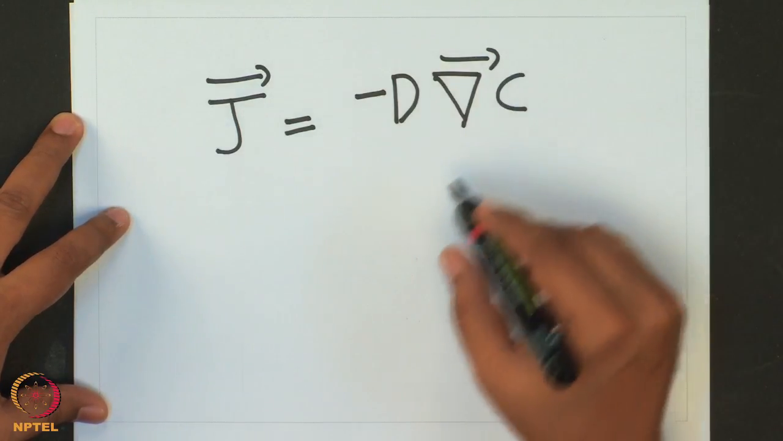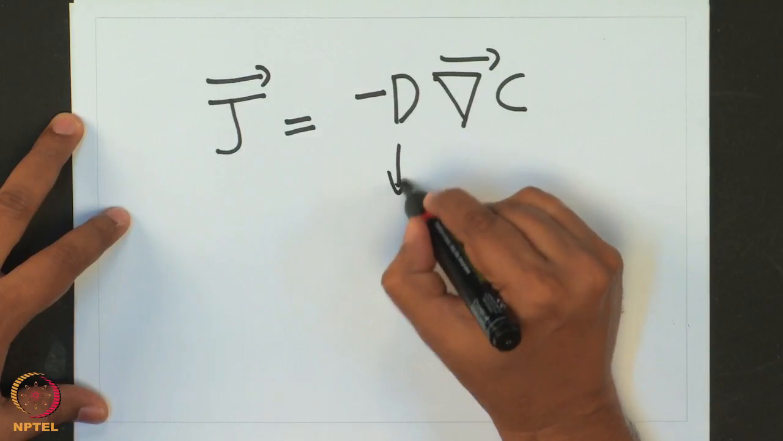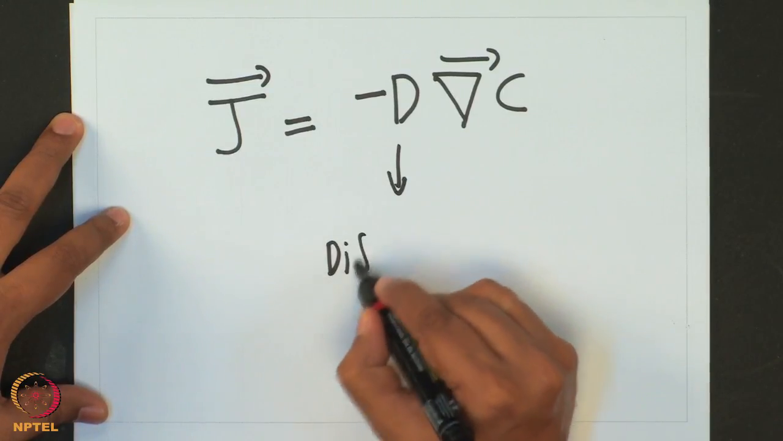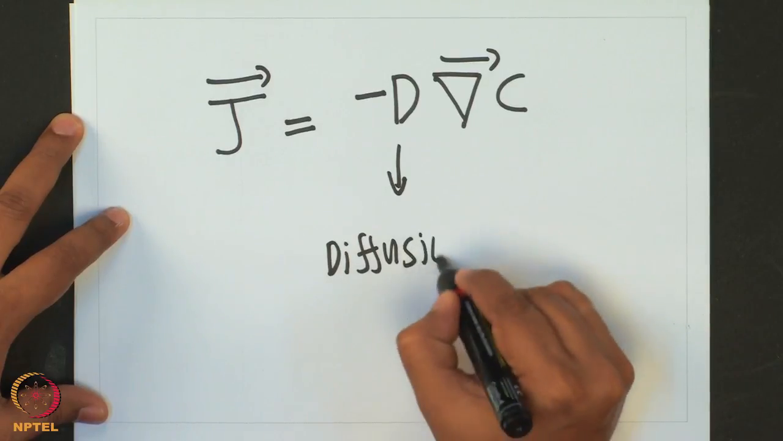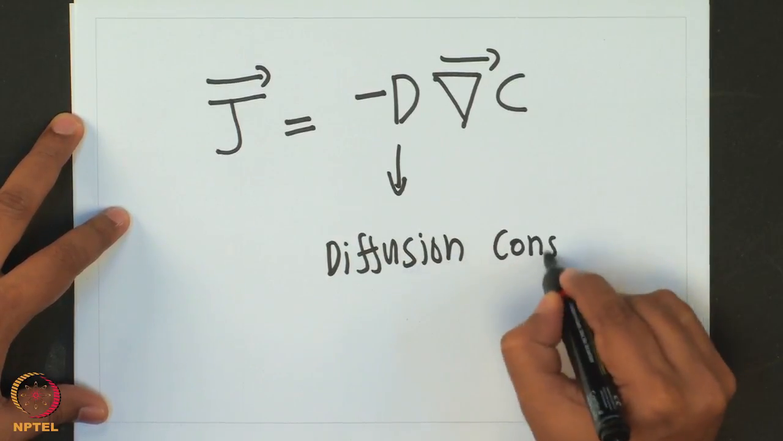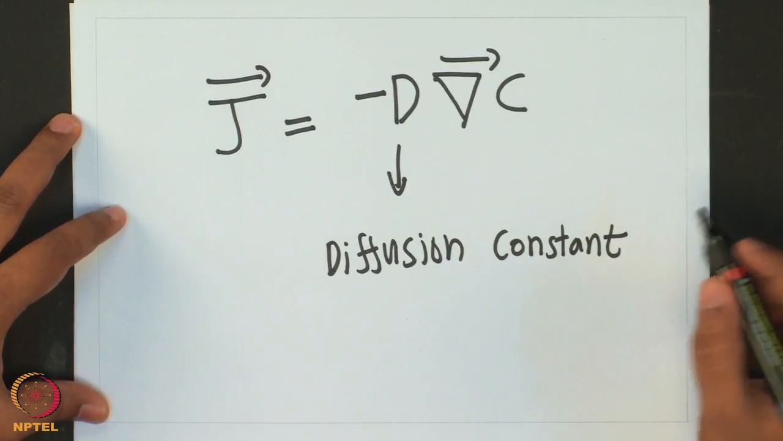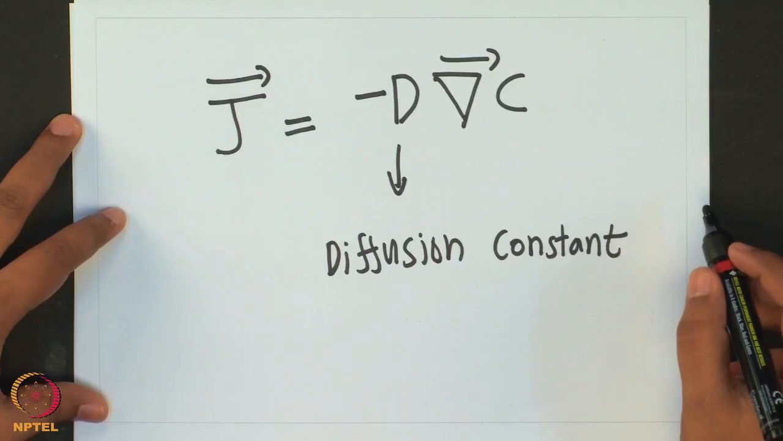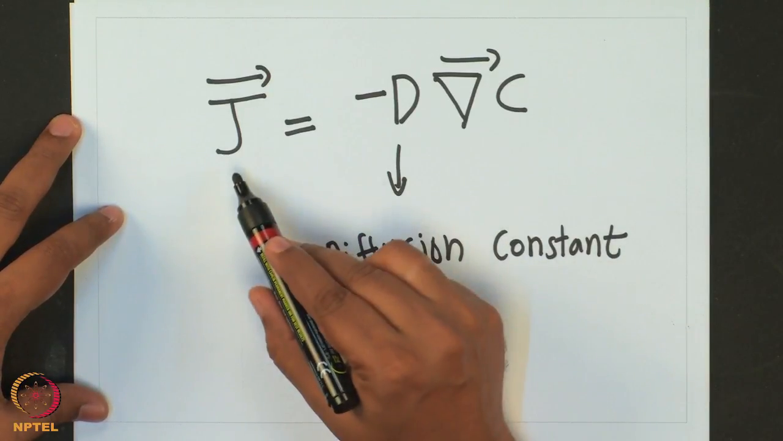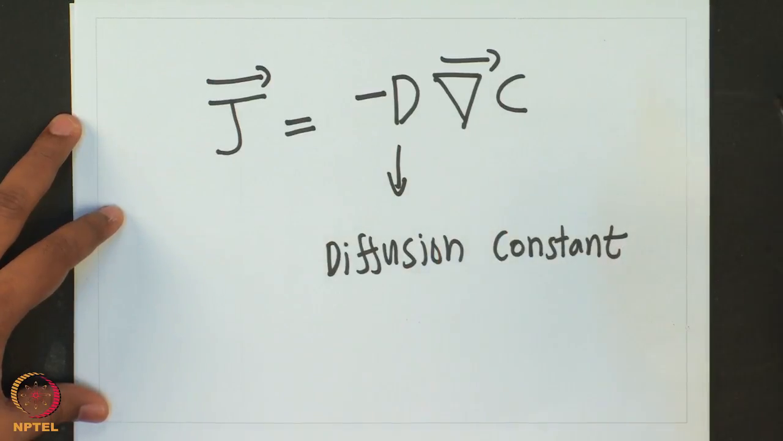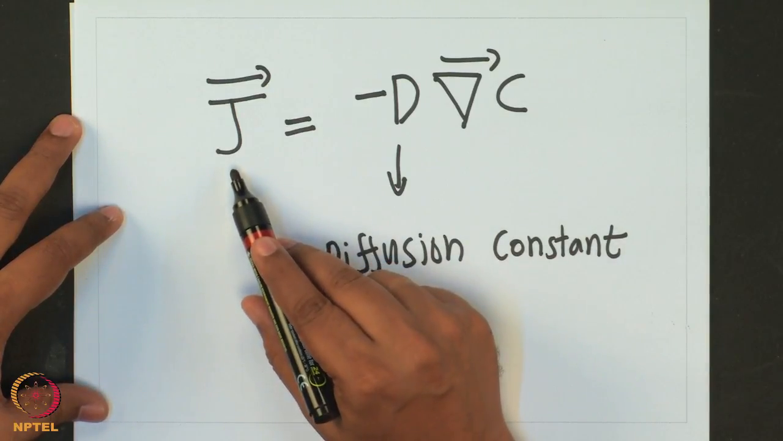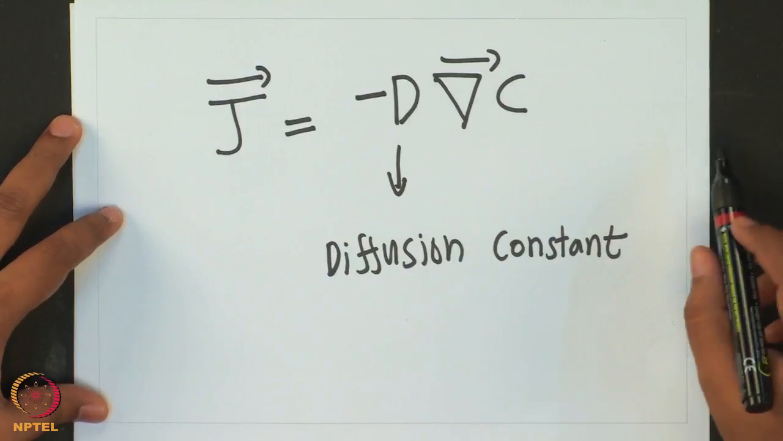So, let us understand this. There is this thing D, which we called the diffusion constant. This D is a constant, a positive number, which is the diffusion constant. The first question we will try to understand is: what is the dimension of J, and what is the dimension of D, the diffusion constant? Those are the first two questions we will answer.